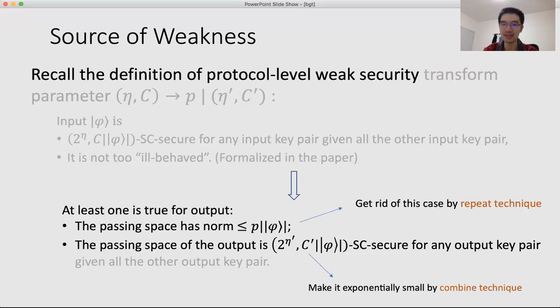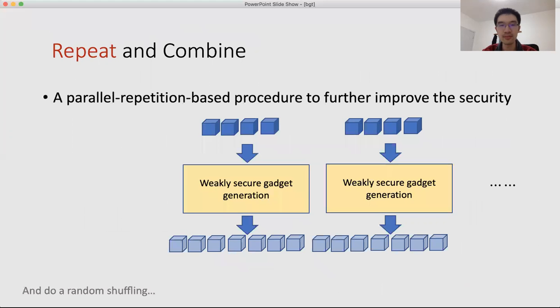I want to first get rid of this case by using a technique called the repeat technique. And secondly, in the second case, C prime is not necessarily exponentially small. We want it to be exponentially small by using a technique called combine technique. In the repeat technique, what we are going to do is mainly a parallel repetition of the subprotocols. And we require the server to pass the test in each of these subprotocols. And this will improve the security. And the security of the upper level protocols will be better than the security of the inner protocols.